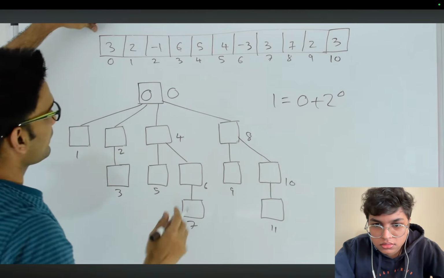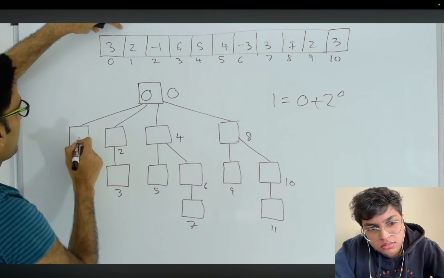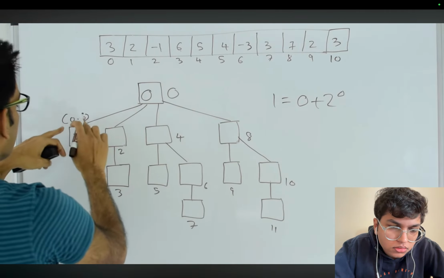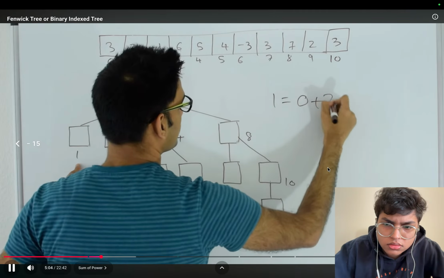So what I'm saying is, in my original array, starting from index 0, the sum of next one element will be stored at 1, so 3. And I'm indicating that the range sum of range 0, 0 is stored at 1. Let's look at 2 raised to 0.